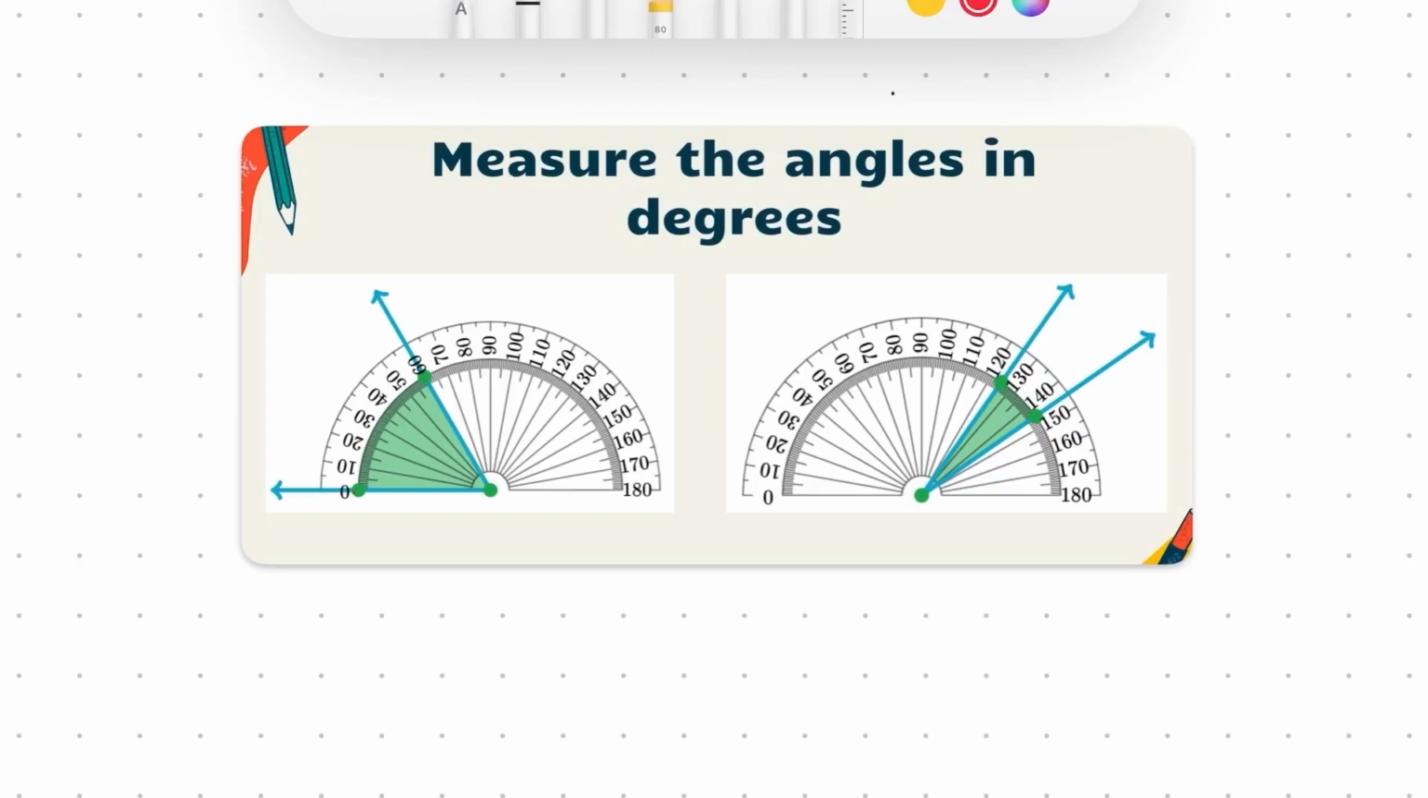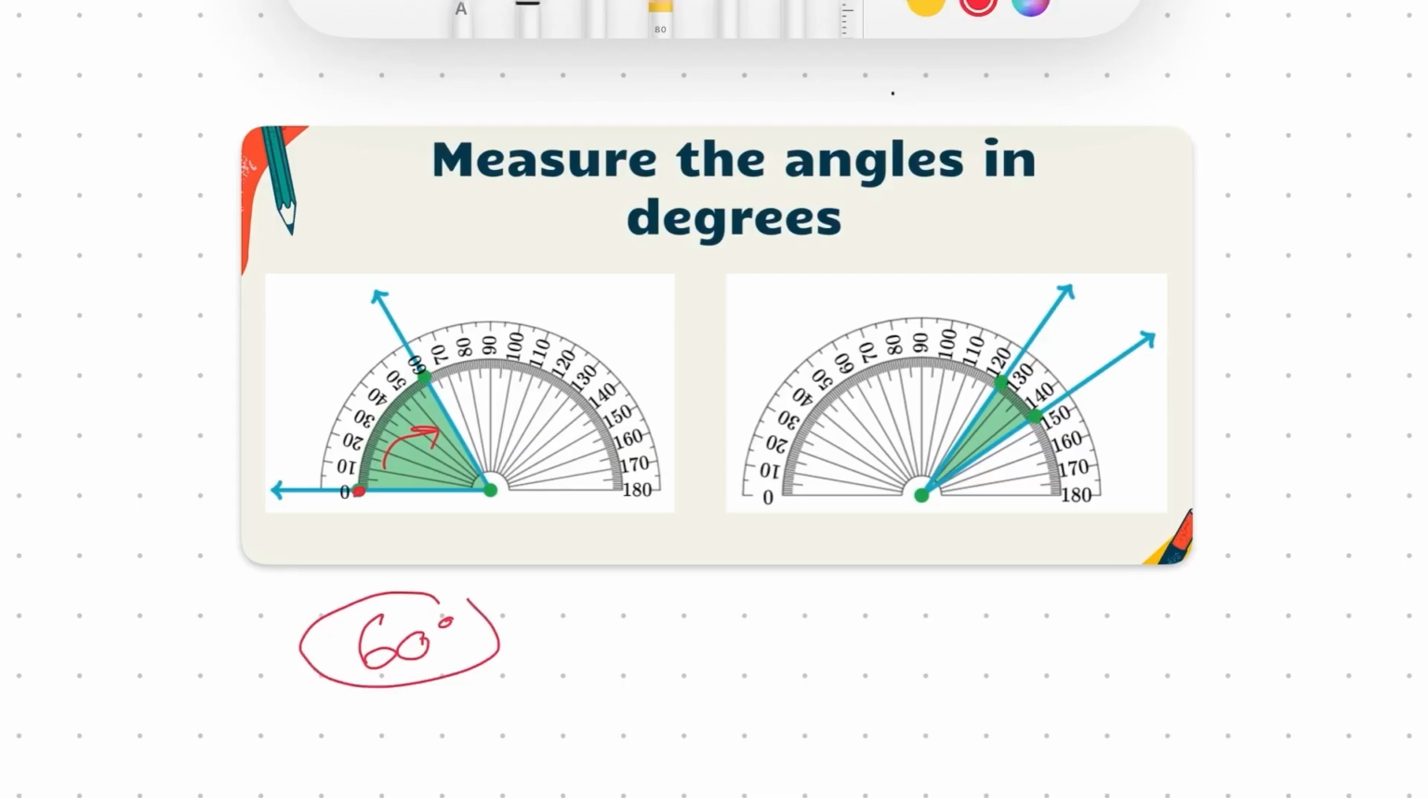Now that we know how to construct angles using a protractor, let's apply it to this question. We're asked to measure the angles in degrees. For the first diagram, we notice that there are two rays that intersect at a vertex and form a common angle represented by the green. It starts at 0 and moves clockwise in this direction. So where does it end? Notice that it ends around 60. So therefore, we can say that this is a 60-degree angle.